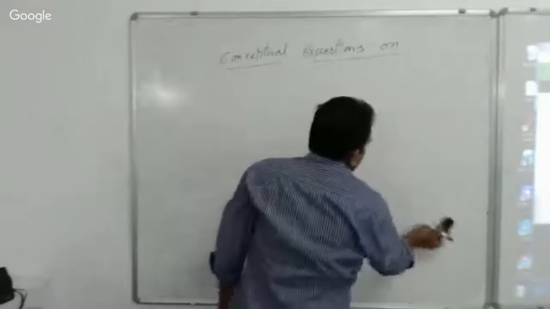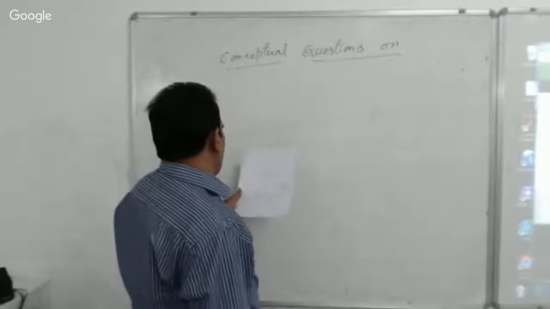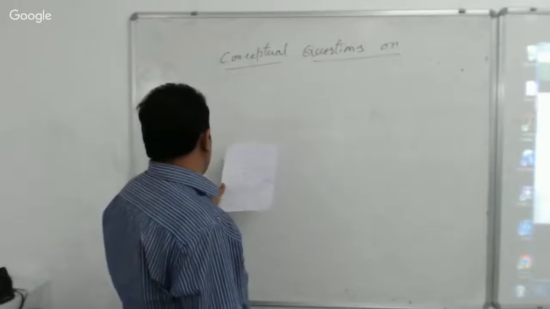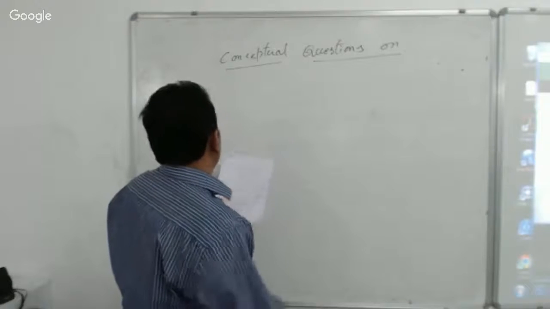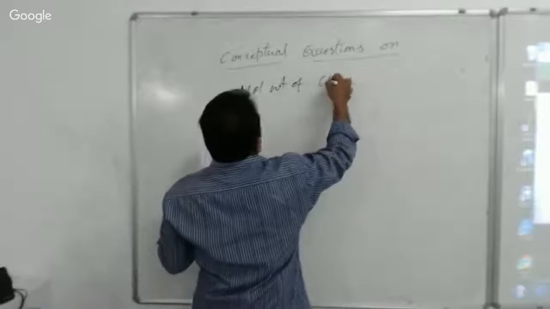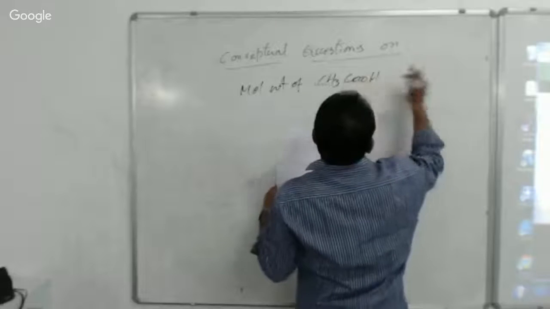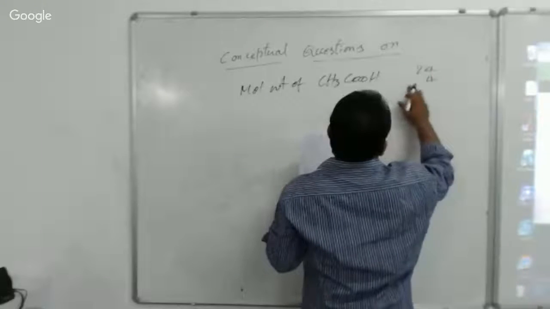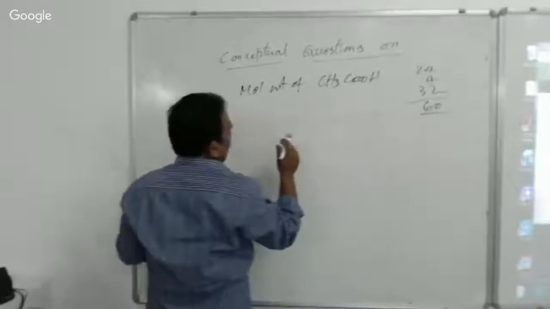Here, question 16: calculate the mole fraction of the solute in a 2M aqueous solution of acetic acid. The density of the solution is 1.02 grams per ml. First I am calculating the molecular weight of acetic acid, CH3COOH. Two carbons means 24, 4 hydrogens means 4, and 2 oxygens means 32. Total it is 60. Now the second step.